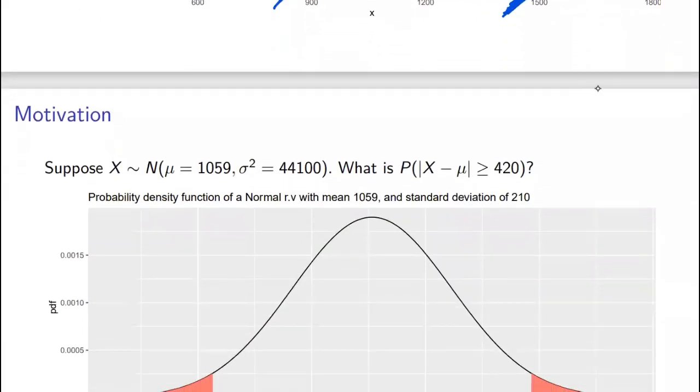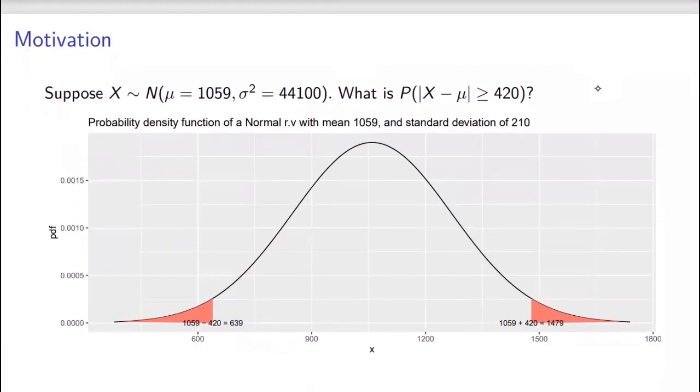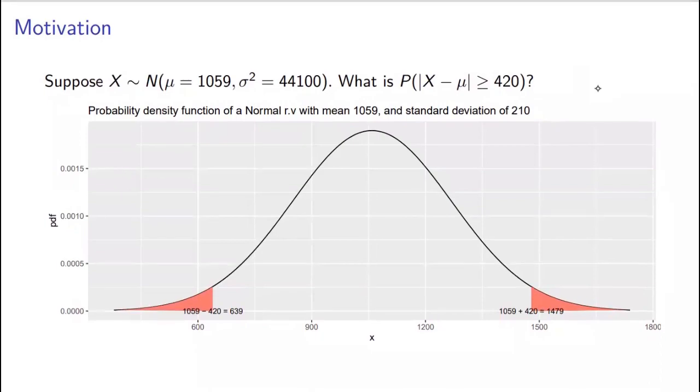What if we didn't know what the distribution of the random variable is? Oh, by the way, you can go ahead and calculate this on your own. For a normal distribution with the same mean and the same variance as in the previous example, what is the probability of observing a value outside of 420 points from the mean?